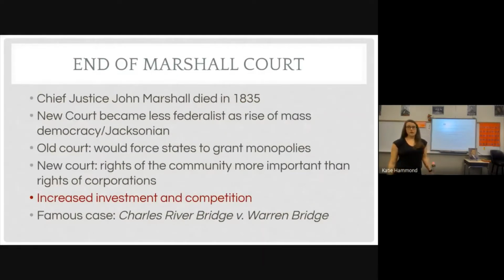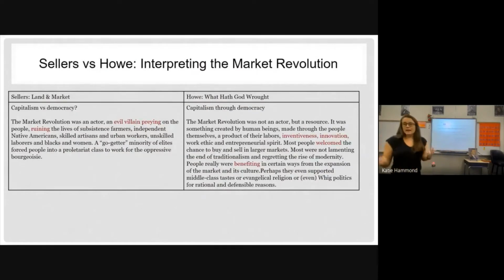Another thing, don't think too hard on this, but the Marshall Court, Marshall dies in 1835, and so things will change. Long story short, the new court will really focus on capitalism and competition, meaning encouraging different businesses. Now, there are two historians' takes on the market revolution.